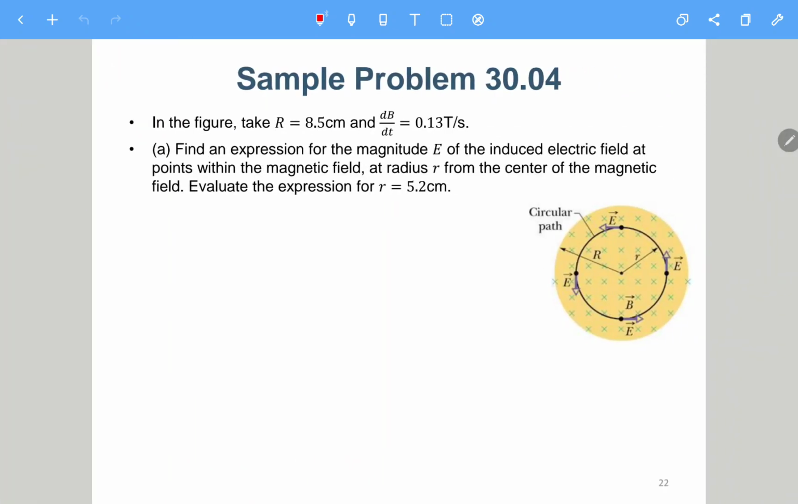Okay, so here we have a sample problem. It says in the figure, we take R equals 8.5 centimeters, dB/dt equals 0.13 Tesla per second. Find an expression for the magnitude E of the induced E field at a point within the magnetic field at a radius r from the center of the magnetic field. Evaluate the expression for r equals 5.2. So the whole radius, capital R, is 8.5. We would like to find the E field at r equals 5.2. Actually, we can find the E field at any r.